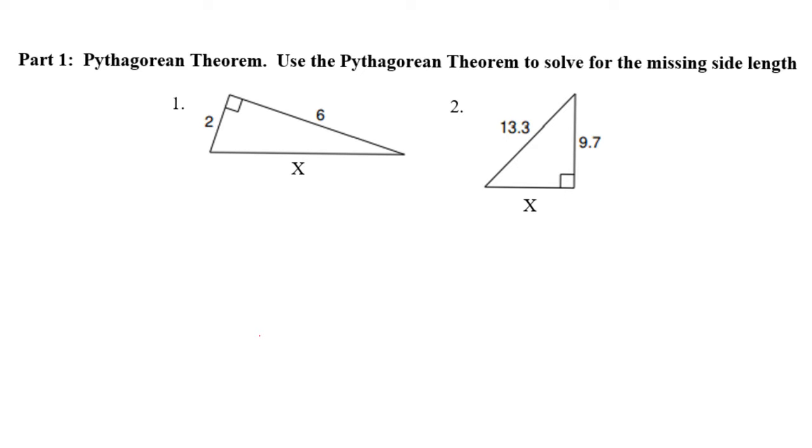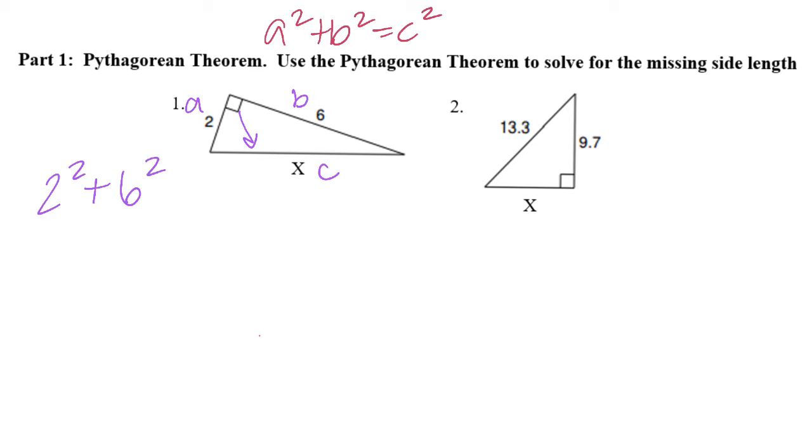All right, first ones, they are asking us to use Pythagorean theorem to solve for the missing side. So remember, Pythagorean theorem is a squared plus b squared equals c squared. A and B are always your legs. I like to have A be the smaller, B be the bigger of the two legs, and then C is always your side across from your right angle. That's your hypotenuse. So we're going to have 2 squared plus 6 squared equals x squared.